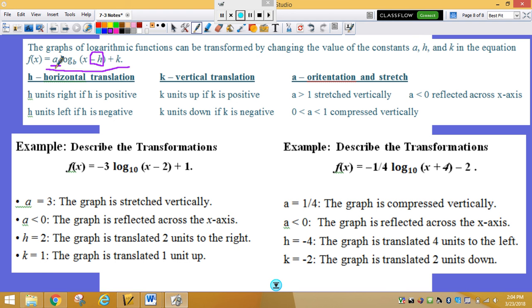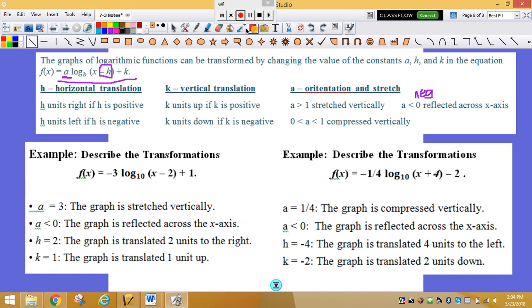A, this number out front. If it's bigger than 1, so 2, 3, 4, 5, 6, 7, 8, it's going to stretch vertically. If it's between 0 and 1, which means it's a fraction, it could be a half, 3/4, or 3/8, it's compressed vertically. And if it's less than 0, that just means negative. If it's negative, it's going to be reflected across the x-axis.